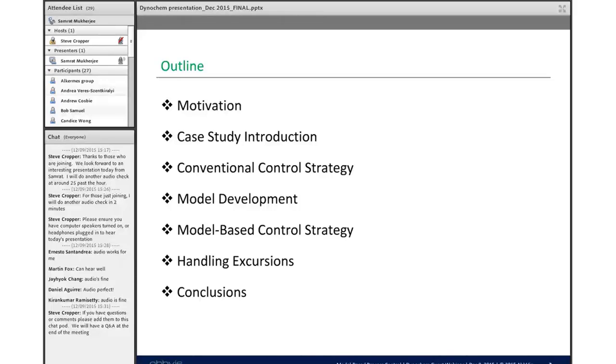Here's the outline for the talk today. After I speak about the motivation for this work, I'll give an introduction to the case study itself, and then go with the control strategy which would apply in a conventional sense in the absence of a model for the process. Then I'll talk about the model development with Dynochem and a few model-based control strategy options that we came up with. And finally, I'll talk about handling excursions that might happen in a manufacturing setting and how we would go about managing those.